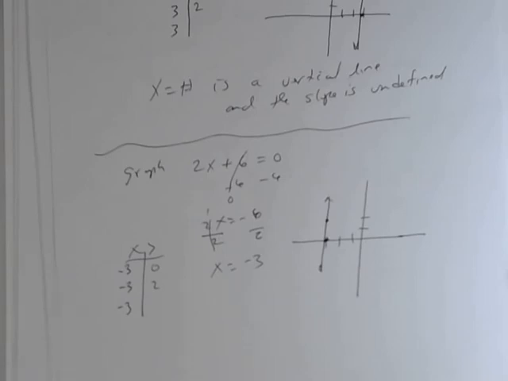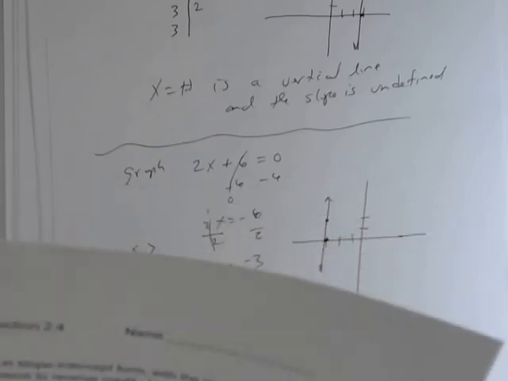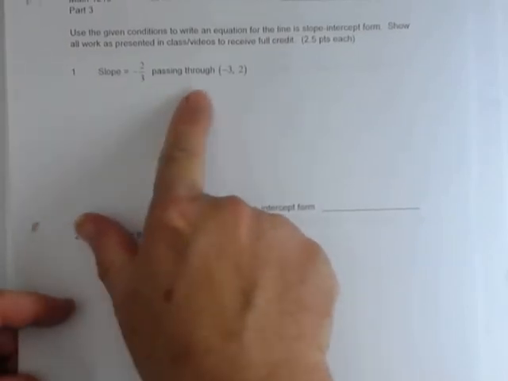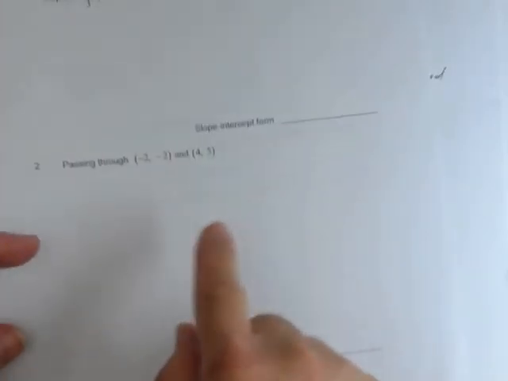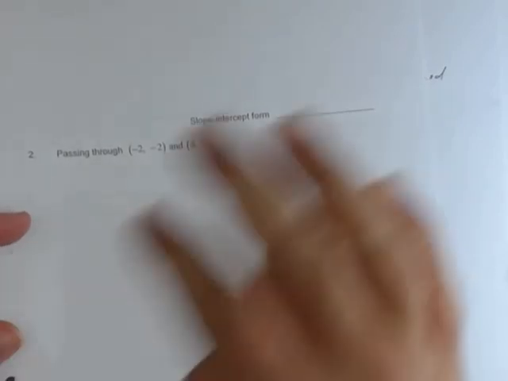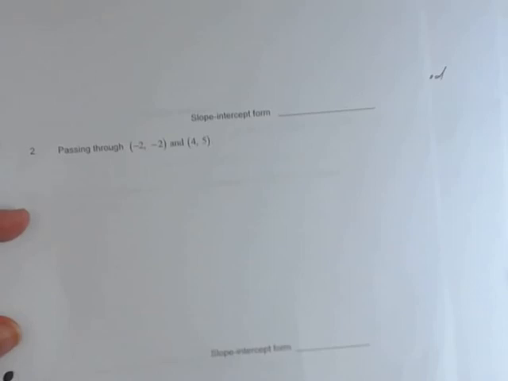So if you look at 2.3 part 3, you're given the slope and you're given a point, so you know how to do that. And here you're given 2 points, so you know how to do that as well. Okay, now remember the directions say to get it in slope-intercept form. Okay?